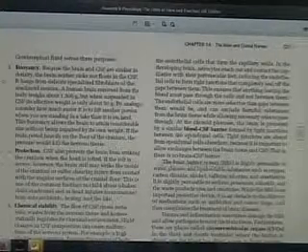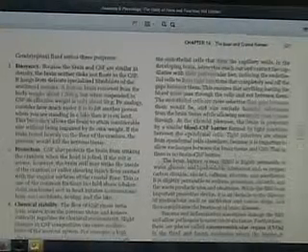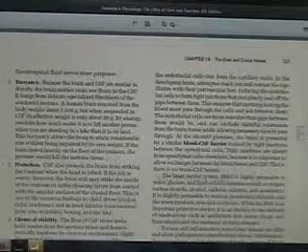And here's some more protection. Buoyancy. The brain floats on this cerebral spinal fluid.